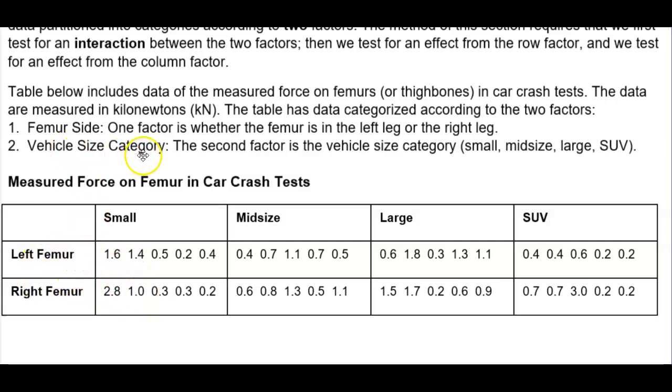The vehicle size category, which is the second factor, is small, mid-size, large SUV, and these are the columns. So the left femur and right femur represent the row factor. The small, mid-size, large SUV, since those are columns, represent the column factor.